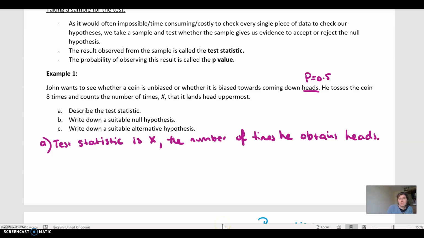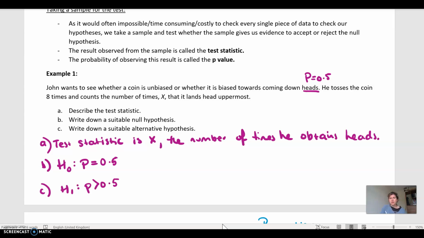Okay, B, write down a suitable null hypothesis. So in this case, our null hypothesis, H0, is where our probability is equal to 0.5. Okay, because we're finding where it is equal to. We know that if it's 0.5, that means that it is unbiased. Now, the second part is a little bit more confusing, we're wanting to find a suitable alternate hypothesis. So with our alternate hypothesis, H1, because we're trying to find whether this coin is biased towards heads, if it's biased towards heads, we would then expect our probability to be bigger than 0.5.